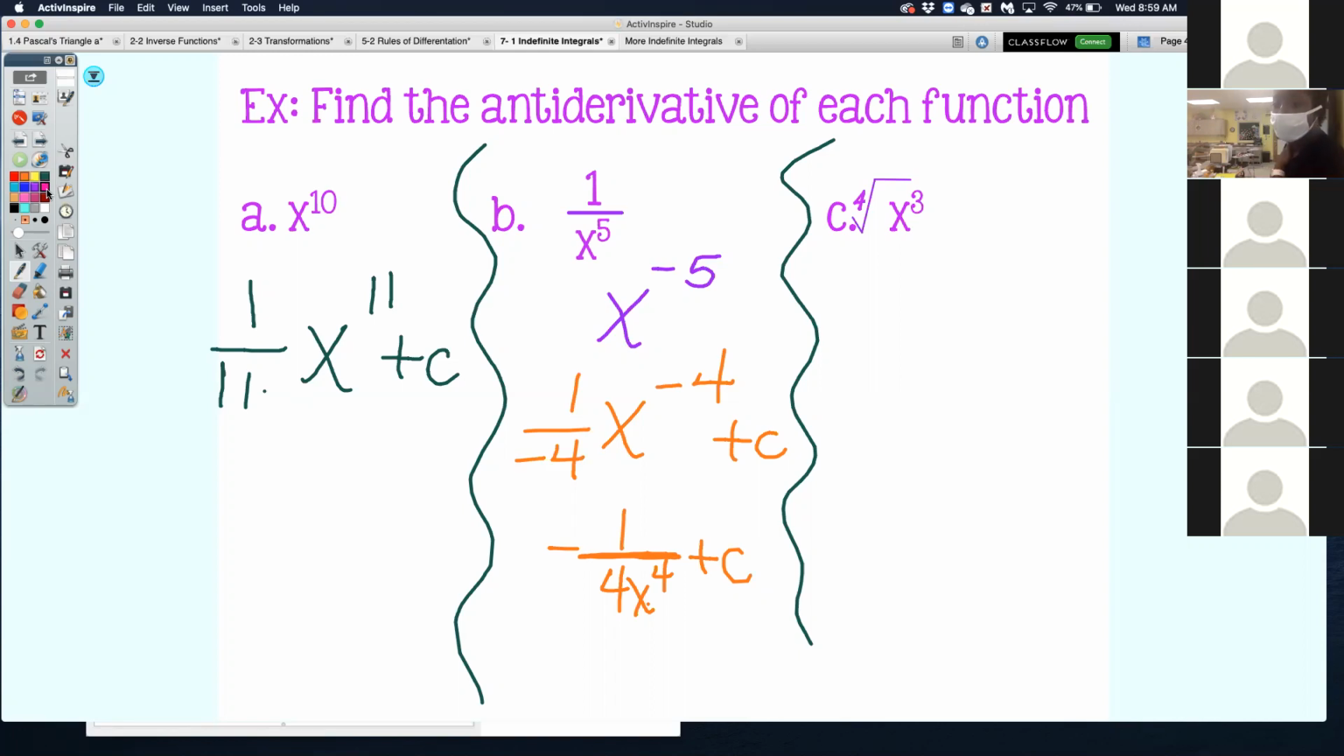Would the 1/4 be 1/5? No. Remember, whatever your new exponent is, that is the denominator of that coefficient. So when we add 1 first, then that becomes the denominator of that coefficient.